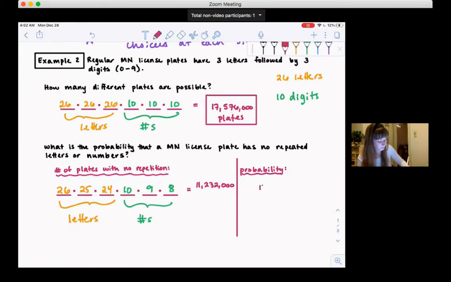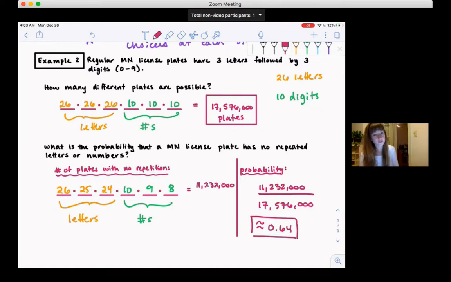Our probability is going to be 11,232,000 divided by our big 17,576,000. It's fine to leave your probability like that. If you want to make it a decimal, you can, and do the division. You're going to have to round it, so it would be about equal to 0.64. So a little bit more than half.